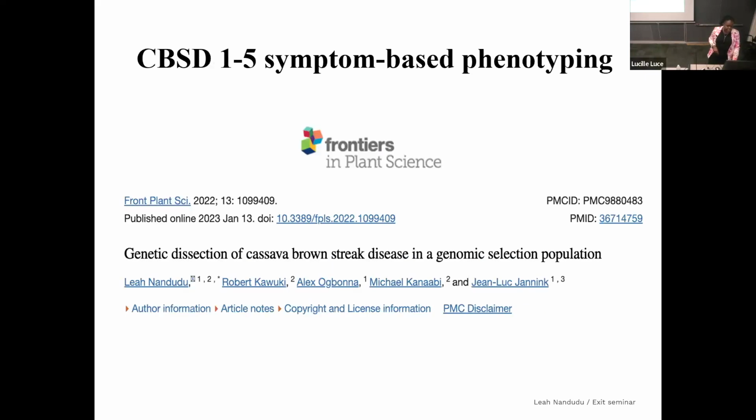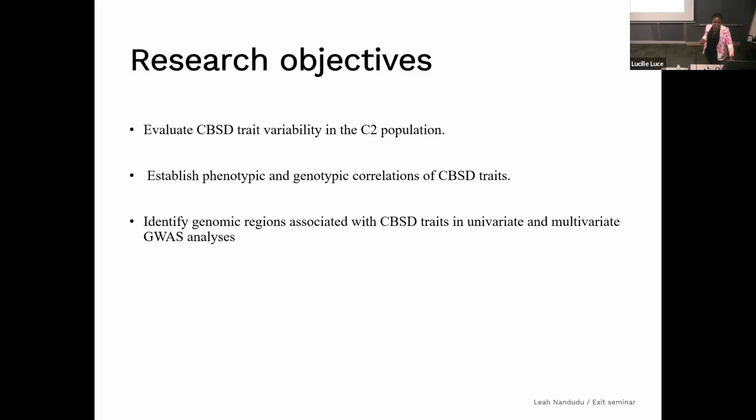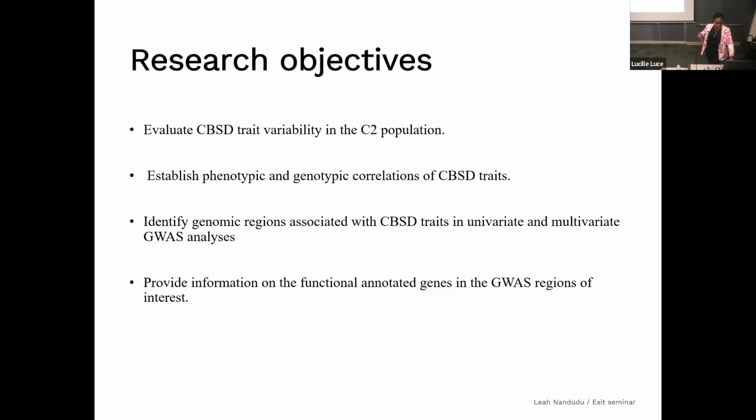So let's go to the 1 to 5 scoring method. This paper has been published. So we had the C2 population. We wanted to understand the population based on the 1 to 5 scoring method. So the research objective is we wanted to evaluate the CBSD trait variability based on the 1 to 5 scoring method within this population, establish phenotypic and genotypic correlations, then conduct GWAS, both univariate and multivariate GWAS, to identify genomic regions that were associated to these traits, and also provide information on functional annotated genes within these regions.